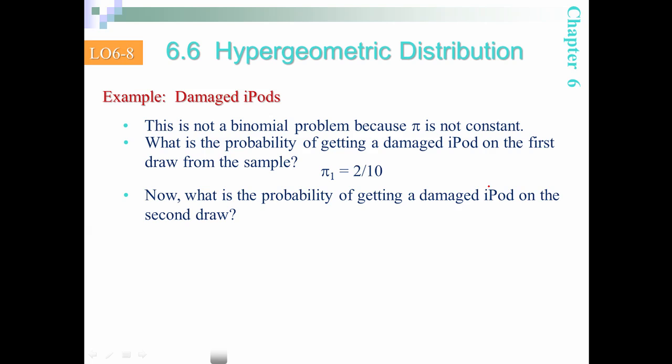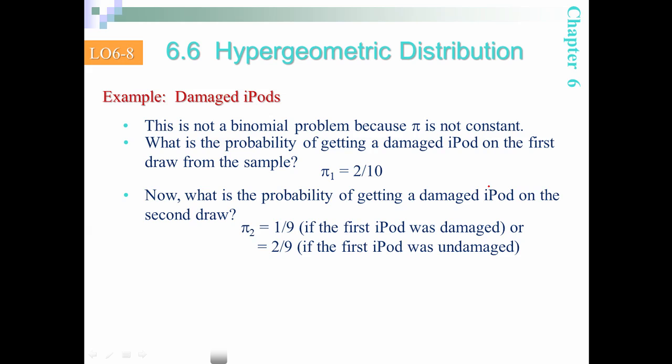We'd say, what's the probability of getting a damaged iPod on the second draw? Well, that depends on whether the first one was damaged. If the first one was damaged, then we only have one left that's damaged and 9 to choose from, so 1 over 9. Otherwise, we have 2 damaged and 9 to choose from. So the probability of having a damaged iPod on the second draw is dependent on what happens on the first draw, and that's why this pi is not constant, and that's why we can't do this like a binomial random variable.